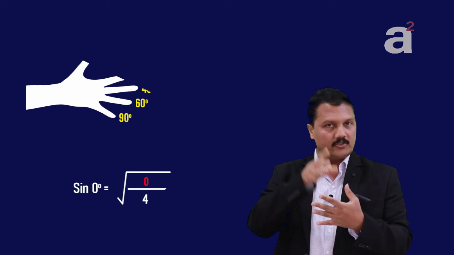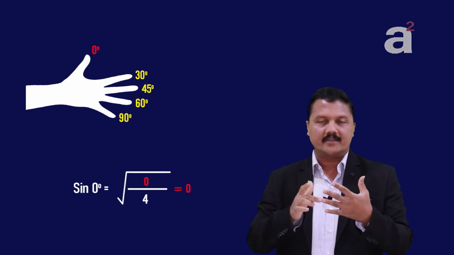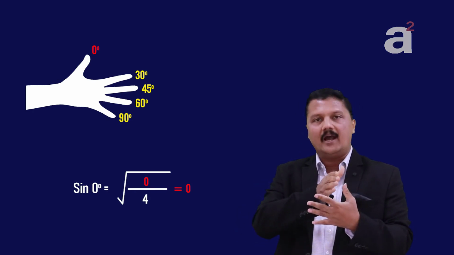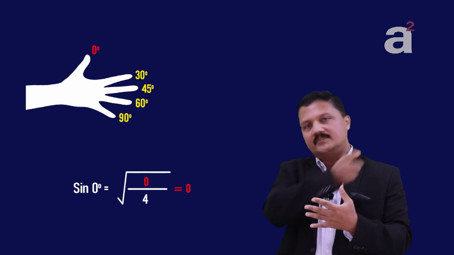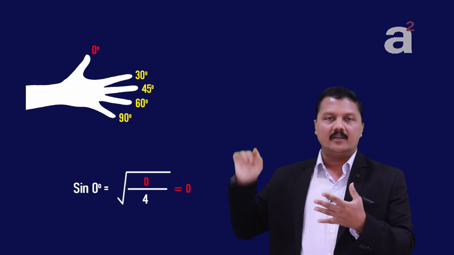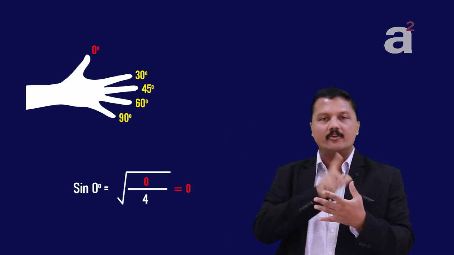See, for sine 0, you know that this is 0, 30 degrees, 45 degrees, 60 degrees and 90 degrees. So for sine 0, we see how many fingers are there above this 0. 0 fingers. So we fill 0 there. So we can see root of 0 over 4, which is 0. So sine 0 is 0.